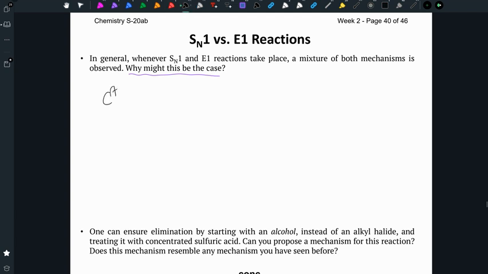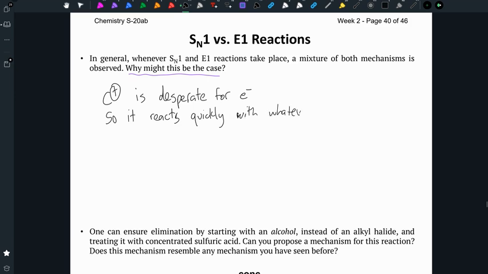Remember, a carbocation is desperate for electrons. So it reacts quickly with whatever is around. So if it gets collided with in the right orientation for SN1, it'll do SN1. If it gets collided with in the right orientation for E1, it'll do E1. And there's really no controlling for that.